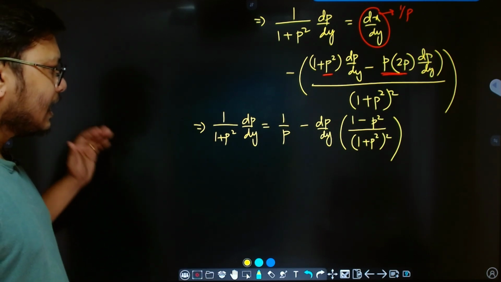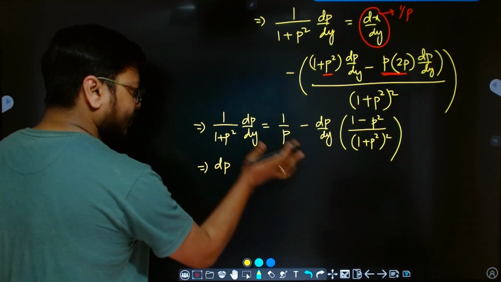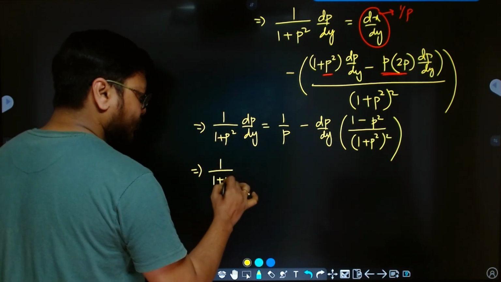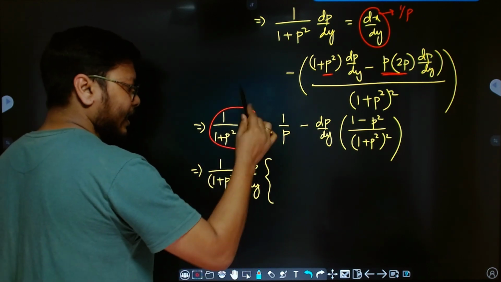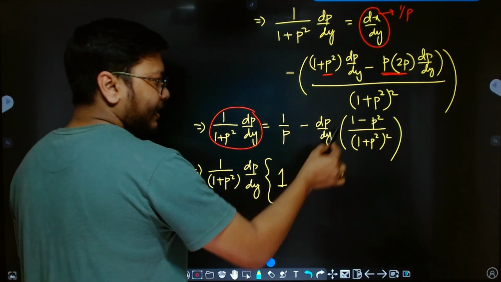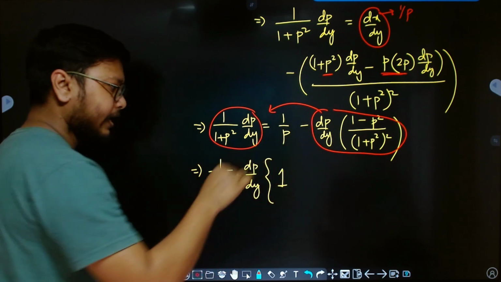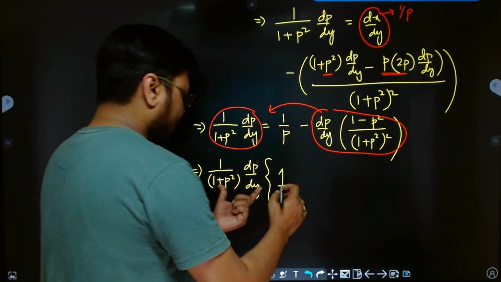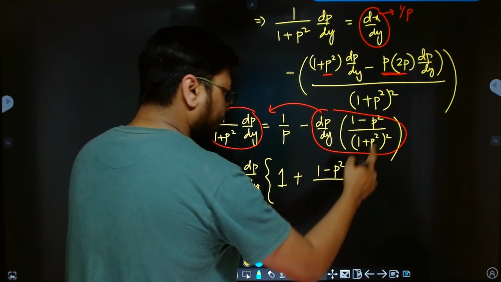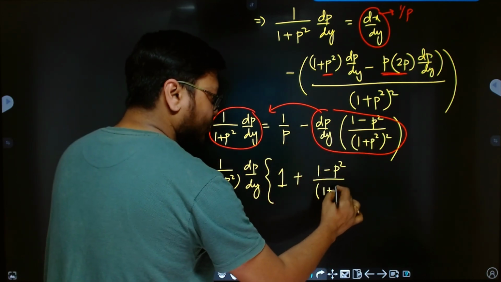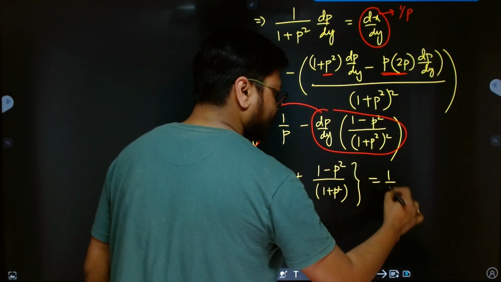So what I can do is take the entire dp dy common. If I take 1 by 1 plus p square into dp dy common, this term is already present on the left side, so that would be 1. If I take this thing common from these terms, bring it on the left side and take it common, then the terms that will be remaining will be plus 1 minus p square upon 1 plus p square, the remaining denominator factor, right? And the 1 by p remains as it is.